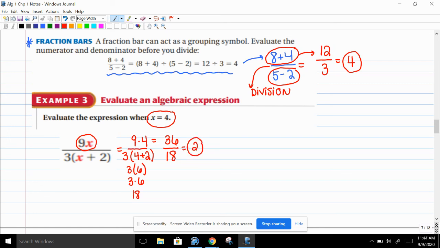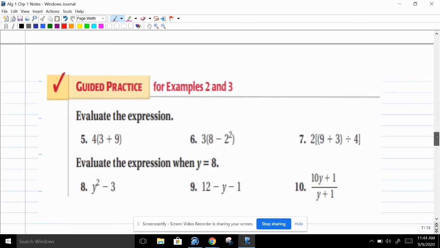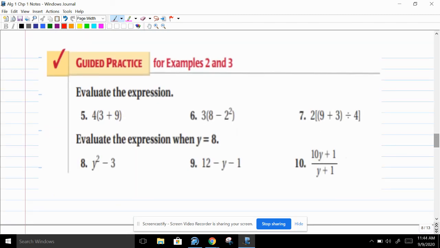Hopefully, guys, this is all making sense. I'm trying to go slow. Hopefully you can follow these examples. Obviously, you can go back through this video if you miss anything. Down here, there's just some guided examples for you to try on your own if you like. Try it, check it on a calculator.